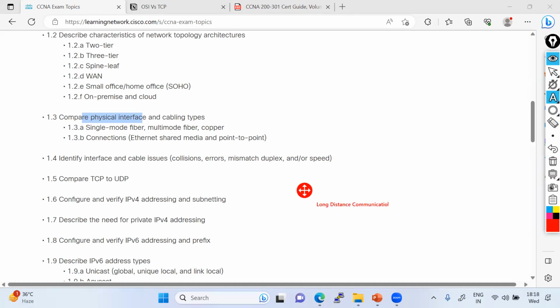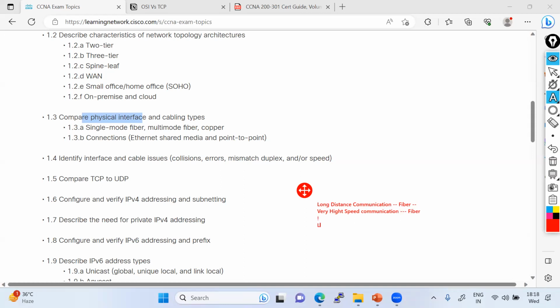So if I am trying to establish direct communication from my ISP to a US ISP, this is only possible via fiber, right? Because it's going to carry long distance communication with very high speed. So if you want long distance, high speed communication, you use fiber.